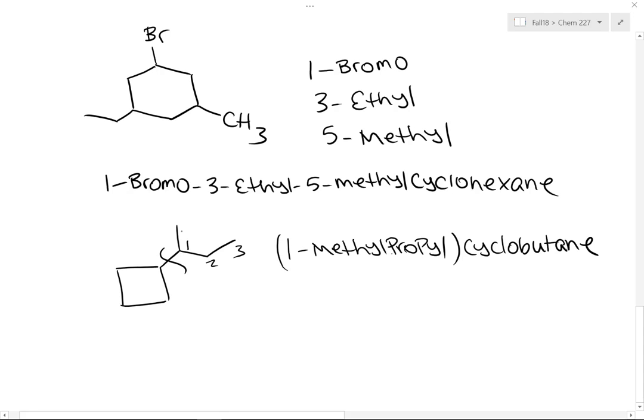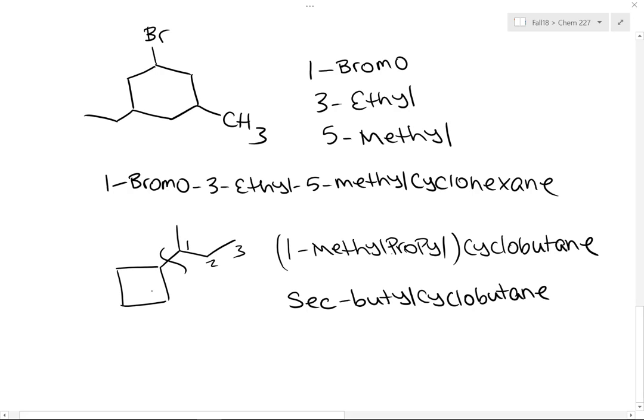Now maybe we recognize that that complex substituent there is sec-butyl. So we can just name this sec-butyl and then the parent, cyclobutane. And again, there's only one substituent on this ring, so I don't need to call this 1, open parentheses, 1-methylpropyl, close parentheses, cyclobutane. That would be redundant because there's only one substituent.